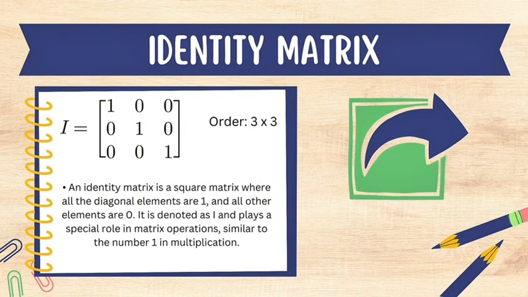Next is the identity matrix. An identity matrix is a square matrix where all the diagonal elements are 1 and all other elements are 0. It is denoted as I and plays a special role in matrix operations, similar to the number 1 in multiplication. In this example, the first row is 1 0 0, the second row is 0 1 0, and the third row is 0 0 1. So the number 1 is on the diagonal. That is an identity matrix.